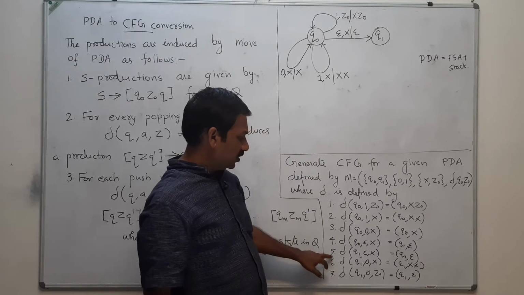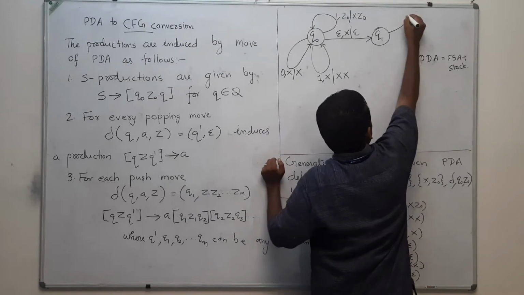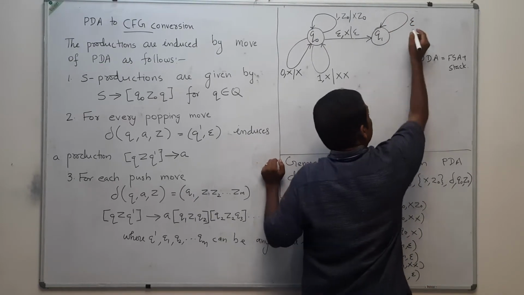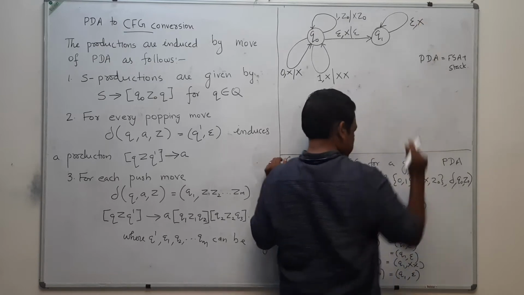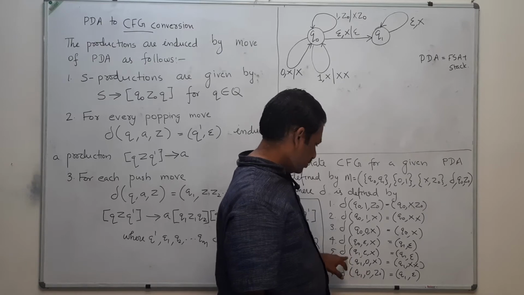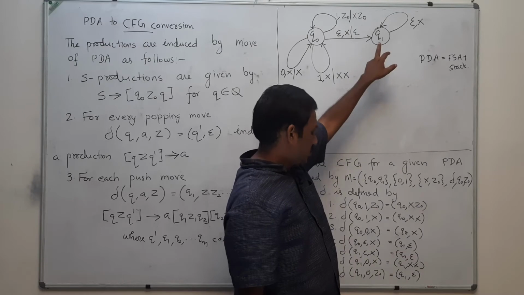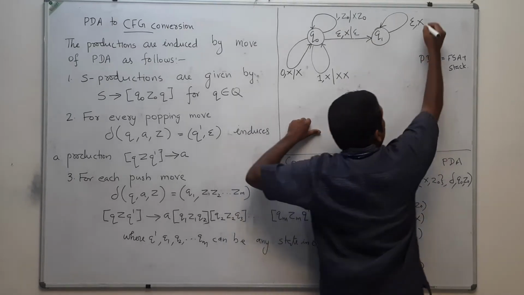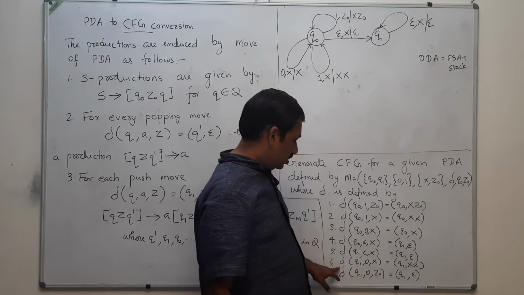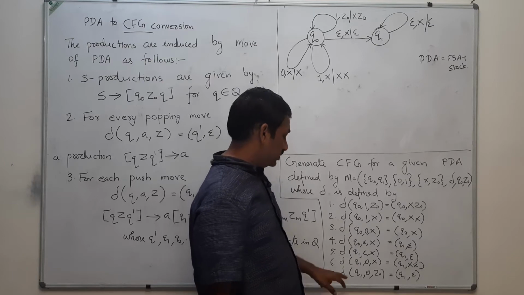Now the next one, the fifth one, q1, epsilon, x. That means without reading anything, if the current top of the stack is x, what will happen? It will switch to q1 and we are going to replace that with epsilon. Okay. Now the sixth rule, delta of q1, 0, x is q1.